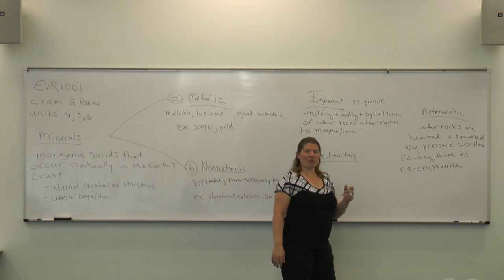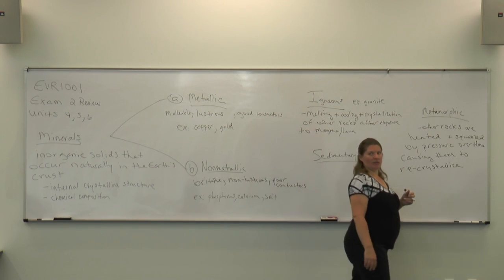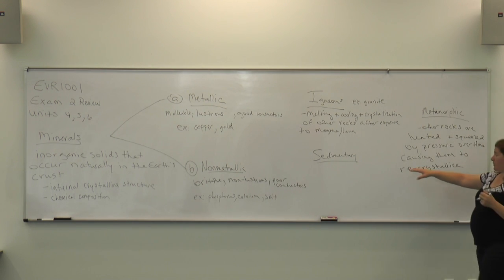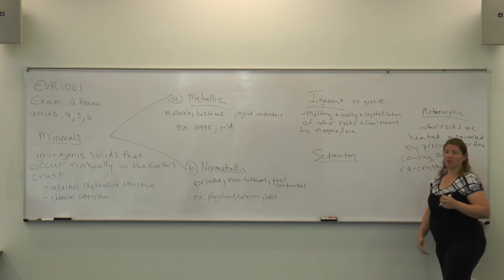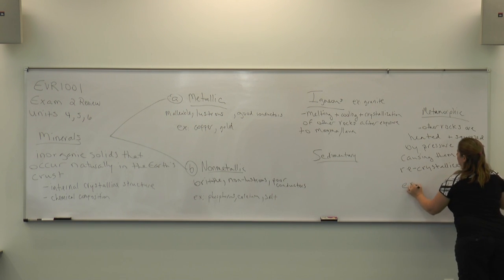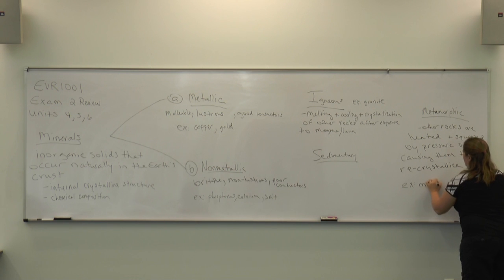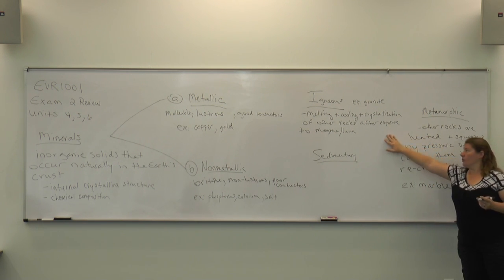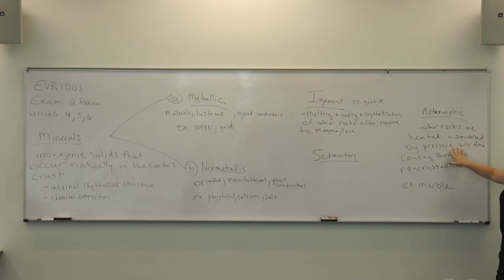Okay? And what was the example of that? Sandstone? Not sandstone, not yet. That's actually going to be our example for the next one, sedimentary. Marble, yeah. Marble. So granite, when it is exposed to extreme heat and squeezed by pressure within the earth, and then it recrystallizes, it actually transforms into marble.